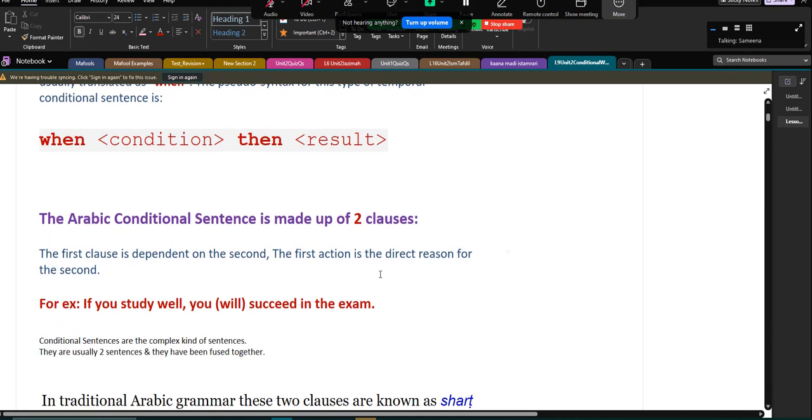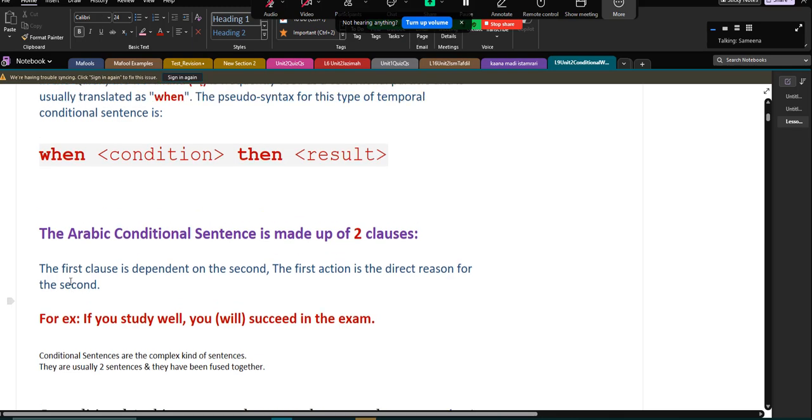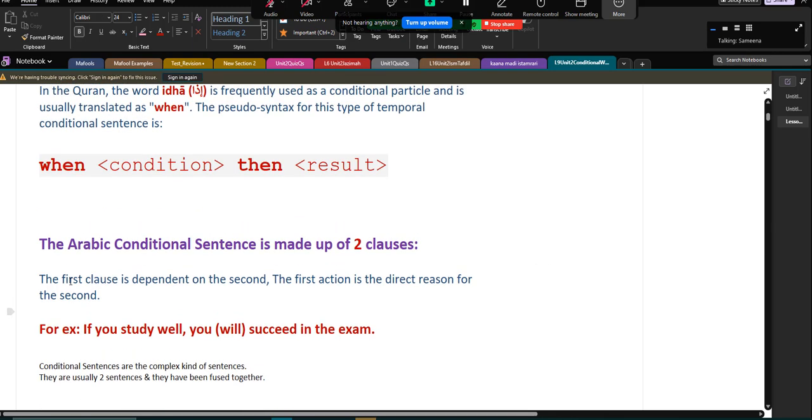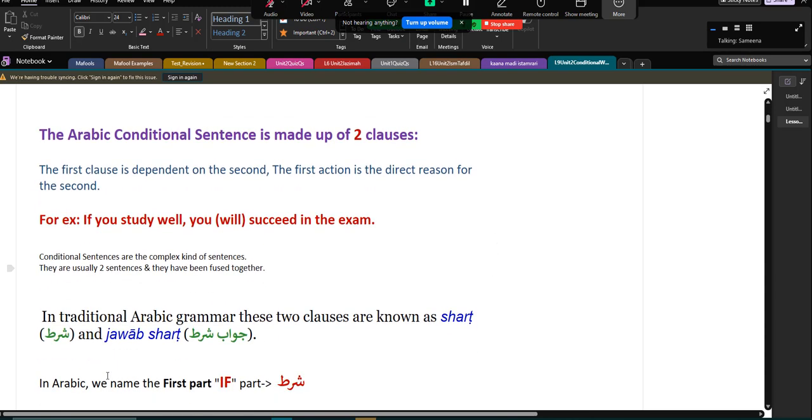So the second clause is dependent on the first clause. The first action is the direct reason for the second. For example, if I say, if you study well, you will succeed in the exam, right? So you have the if clause, that is, you study well. And then you will have the then clause, that is, you will succeed in the exam. Okay? So conditional sentences are like two sentences that have been fused together.